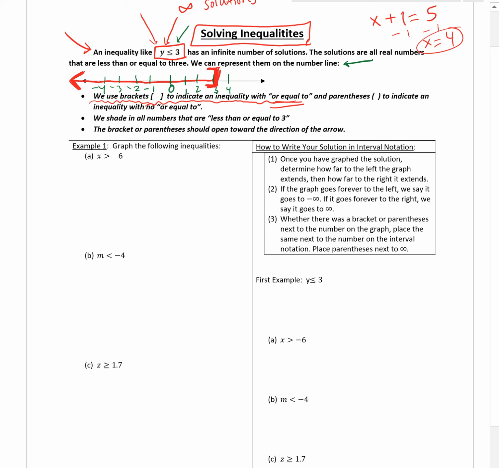That shows someone else it means it could be equal to this number. But we'll see ones where there's no or equal to, like say your inequality was a strict less than or a strict greater than. Then we'll use parentheses.